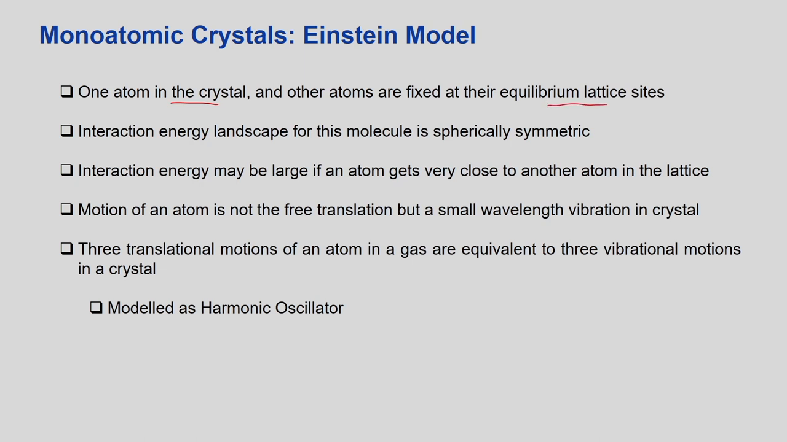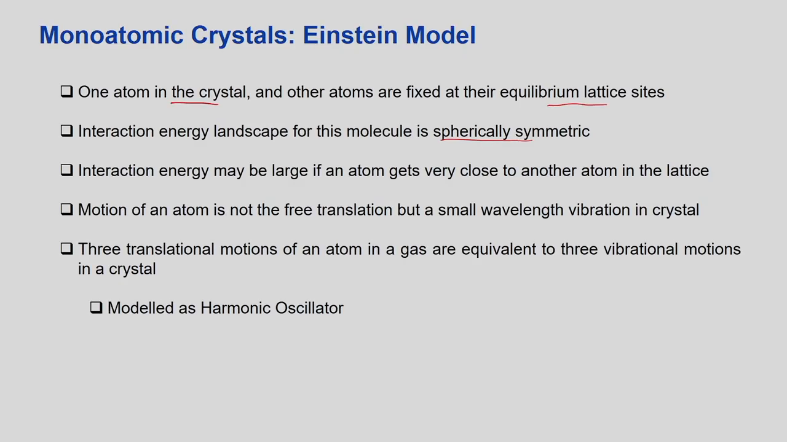And then the interaction energy: in what way does it interact with the neighboring atoms? It says it is spherically symmetric. You must understand what spherically symmetric means: it is the same everywhere if you draw a sphere. The third assumption: if two atoms are very close to each other, the interaction potential, which is a function of R, will shoot up. It will be very large if an atom gets close to another atom.